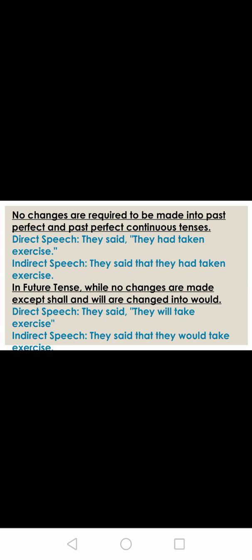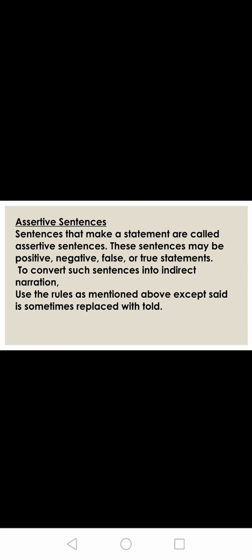Next, no change is required to be made in past perfect and past perfect continuous tense. They said, "They had taken exercise." They said that they had taken exercise. Only one thing we have used, that is that. In future tense, no changes are made except shall and will are changed into would. They said, "They will take exercise." They said that they would take exercise.